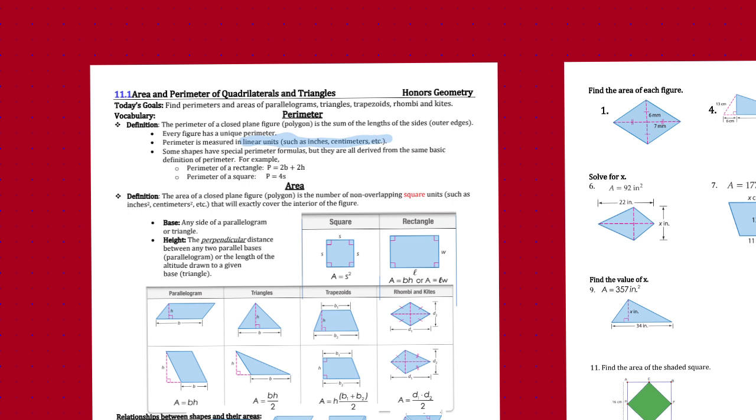And so there are some formulas for certain figures, but sometimes you can just add up the segment lengths around a shape. And so the perimeter of a rectangle has 2 sides that match each other and then 2 other sides who also match each other. So if you take one length and double it, and then you take the other length and double it, you're going to get the perimeter of a rectangle. You could just add up all 4 sides as well.